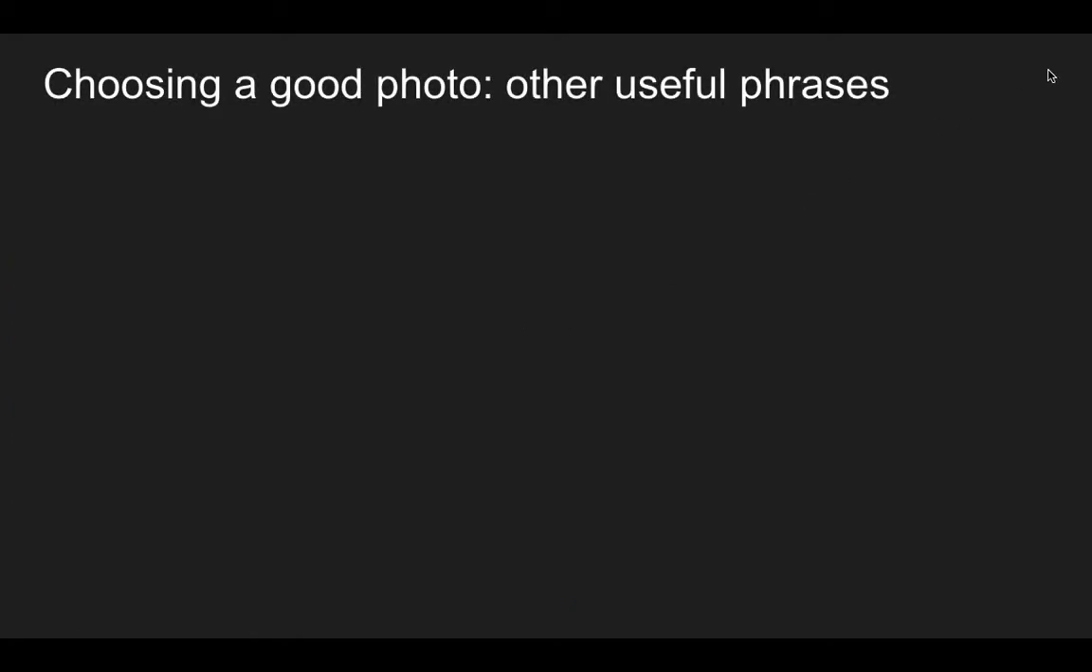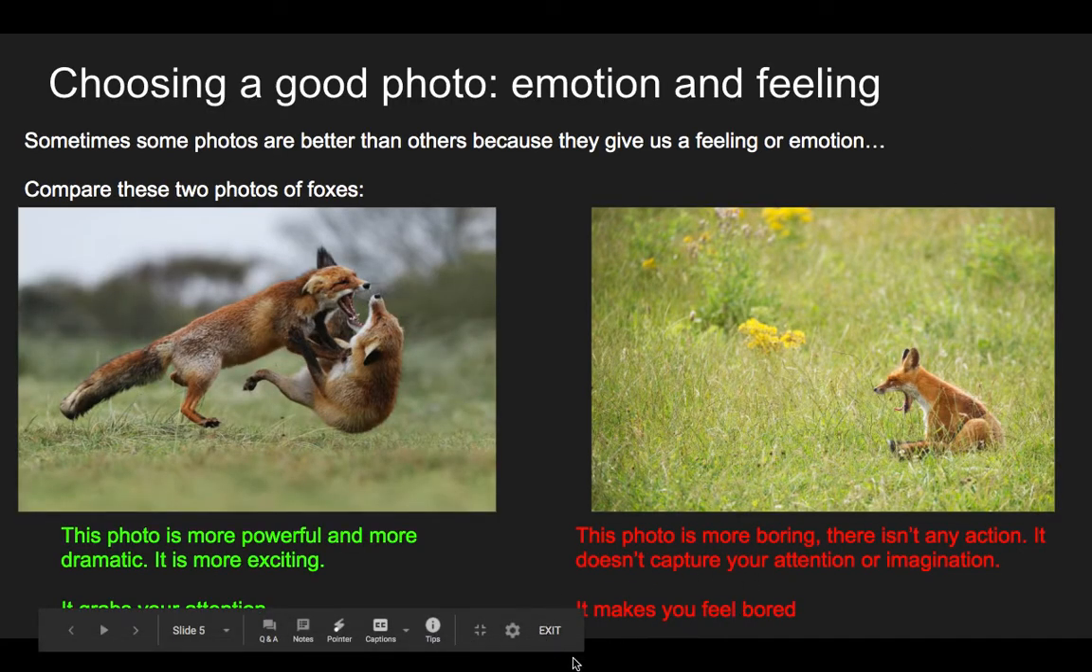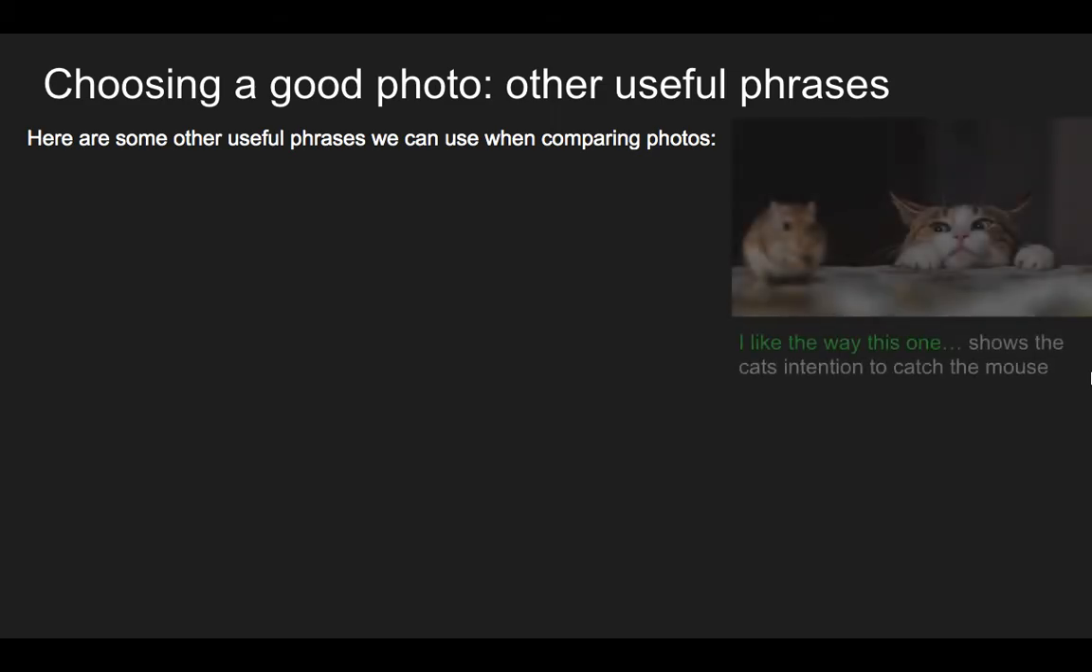And finally, here are some other phrases we can use when we're comparing photos. So we saw one just here. This one is a good one. It makes you feel, or it makes me feel, bored or excited or happy or sad. So use that one with emotions. The photo makes me feel bored, happy, excited, sad.